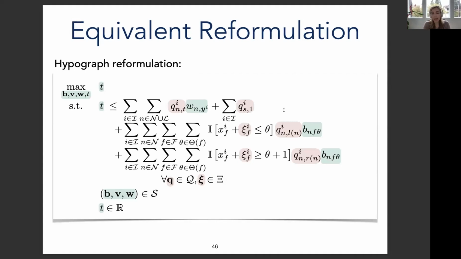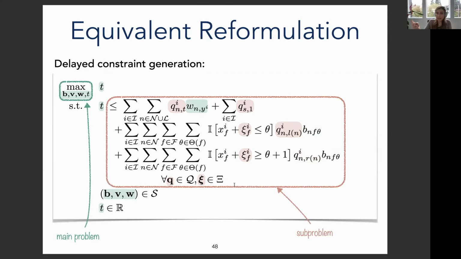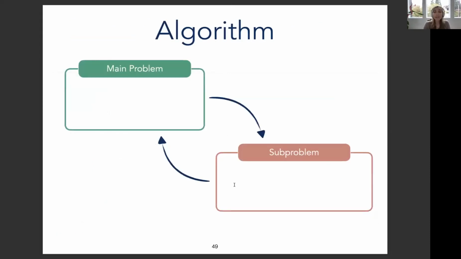We can write this problem using its hypograph reformulation. Again, in principle, what makes this problem challenging are these products here and the fact that we have a potentially large number of constraints. Our idea is to solve it using delayed constraint generation, whereby we optimize in the main problem over the structure of the tree and the hypograph variable t. Then in the subproblem, we try to identify realizations of Q and C to add to our main problem, and we iterate in this fashion. This is pretty standard, probably, for this community. What is interesting is how we solve the subproblem, and I'll discuss this in a moment.